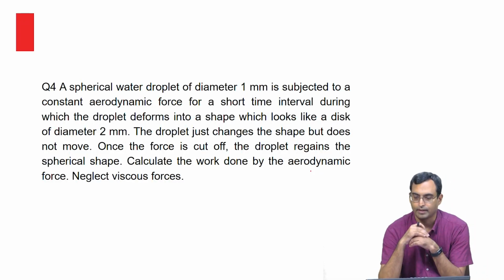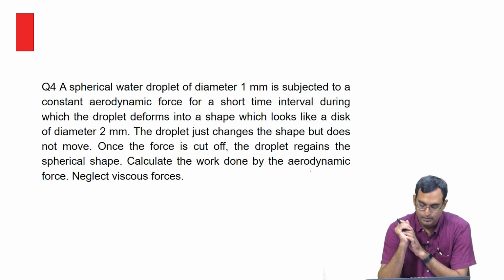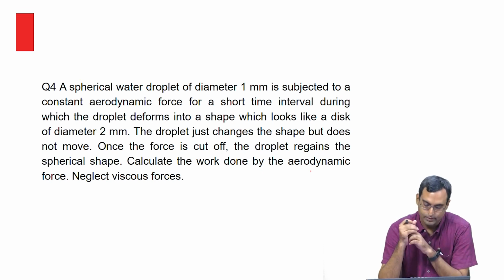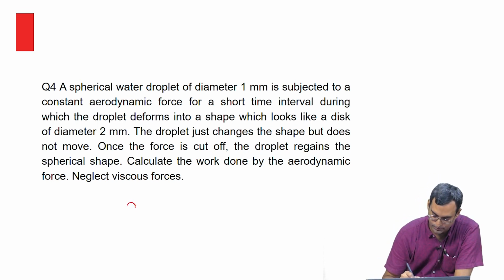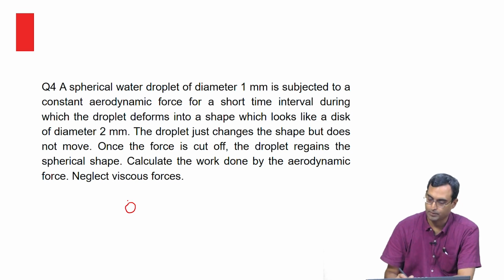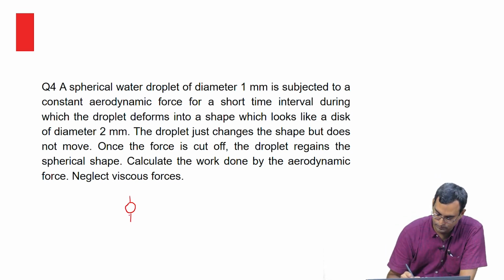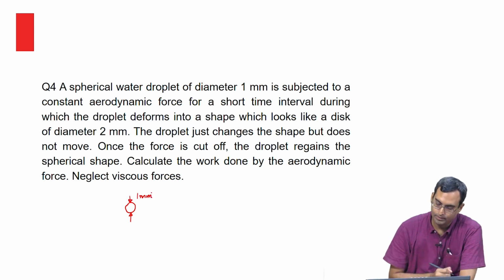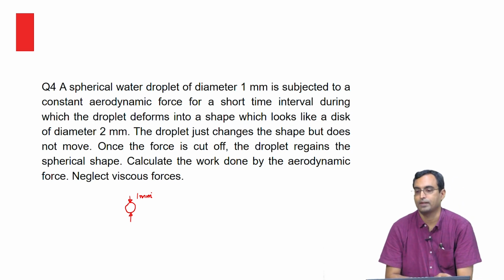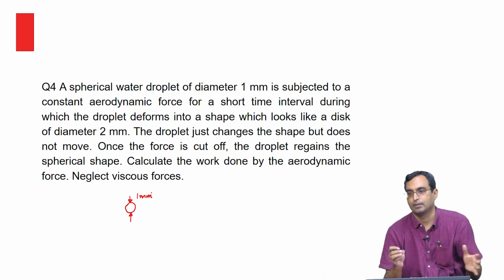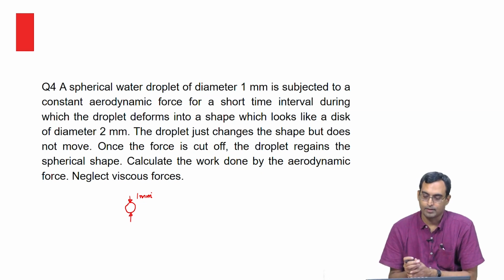We can look at a slightly different problem here. So, this says that there is a spherical water droplet of diameter 1 millimeter. So, it possibly helps to draw it as a droplet which has a diameter of 1 millimeter. It is subjected to a constant aerodynamic force. So, this is essentially what would happen if you have a droplet and some air is pushing this droplet, and since the droplet is not a solid, it is a liquid, it would deform.